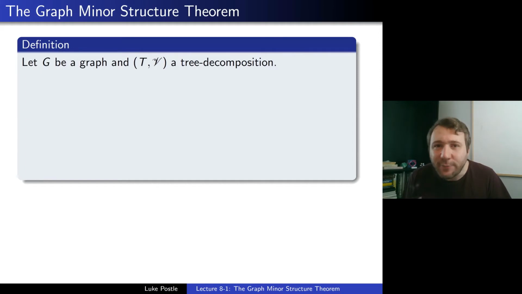So what is the graph minor structure theorem? Well, again, we're studying minors these weeks, and the main idea is it gives you a theorem that tells you what happens, what's the structure of graphs when you exclude a complete graph as a minor. To do that, I'm going to need a definition, though. So let G be a graph and (T, V) be a tree decomposition of G.